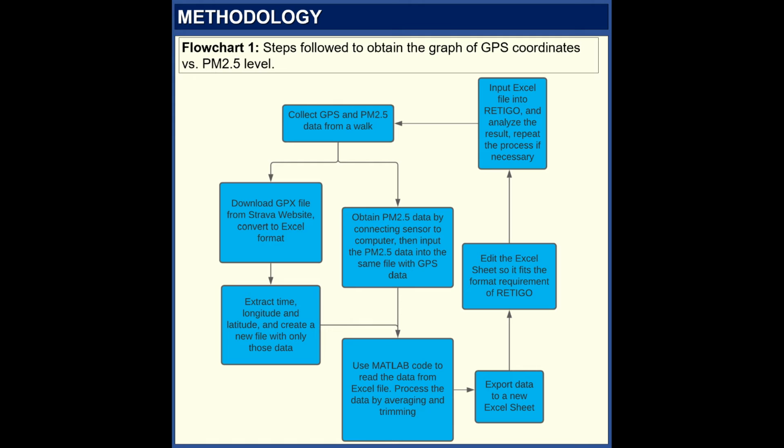To obtain the PM2.5 data, I connect the sensor to my laptop and copy the PM2.5 data from the sensor file. I then put the GPS data and the PM2.5 data together into a new Excel file. After the new file is made, I run my MATLAB code, which reads the file, processes the data by averaging and trimming, and exports the processed data into a new Excel sheet. Next, I reformat the outputted Excel sheet so that it fits the format requirements of Retigo. Then I upload the file onto Retigo and the graph is produced. This process is then repeated for new data collection.